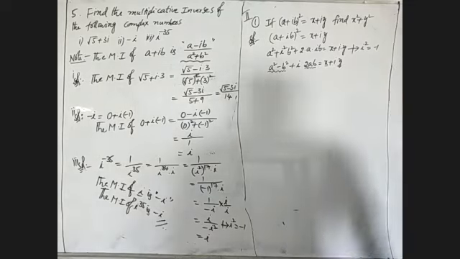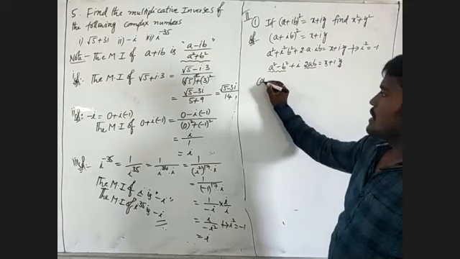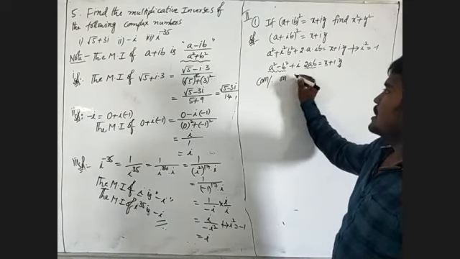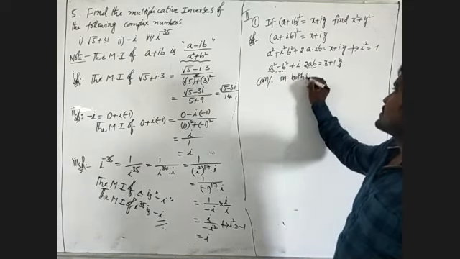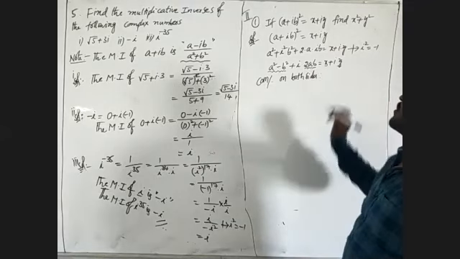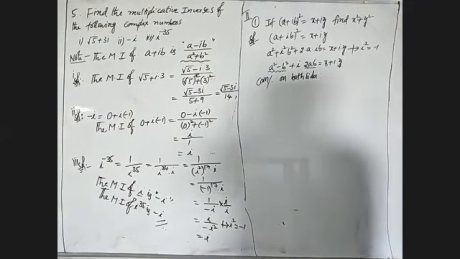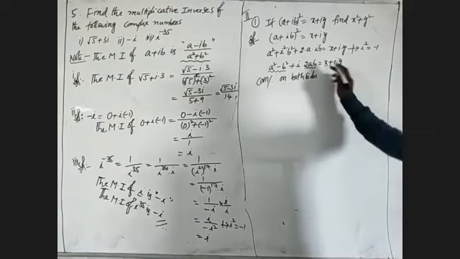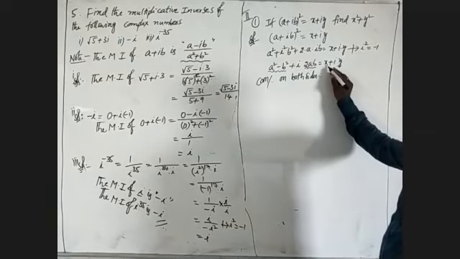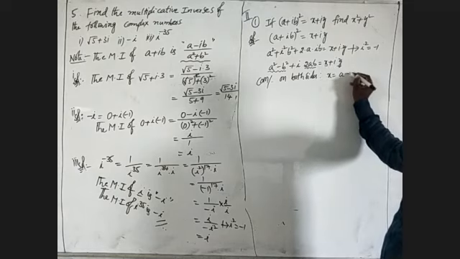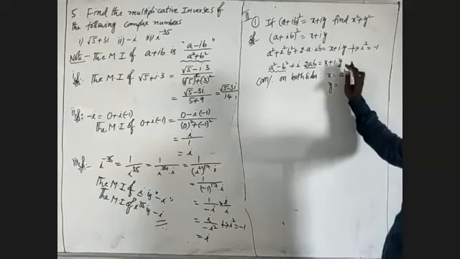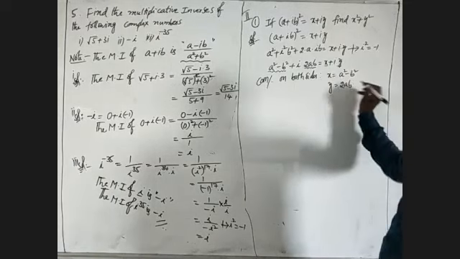Comparing on both sides, we will get the real and imaginary parts. The real part, x will become a square minus b square. After that, the imaginary part, y will become 2ab.